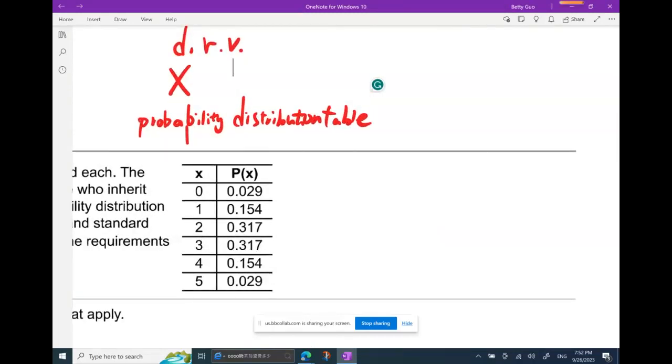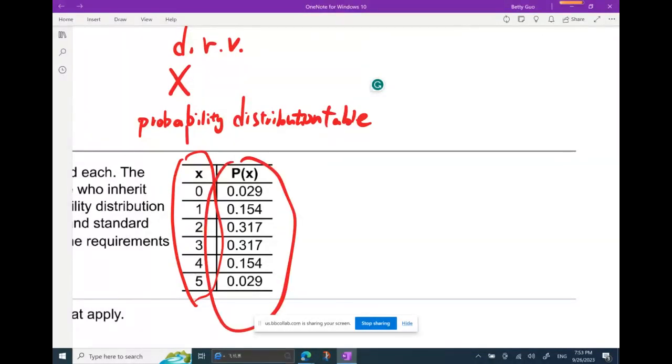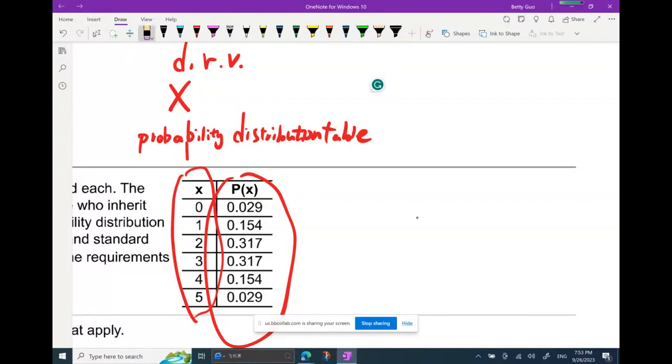A probability distribution table is very similar to a frequency distribution table, not the grouped one, the regular one. It has two columns. In the first column, we have all the possible values for that discrete random variable. In the second column, we have the corresponding probability for each value the random variable x assumes.